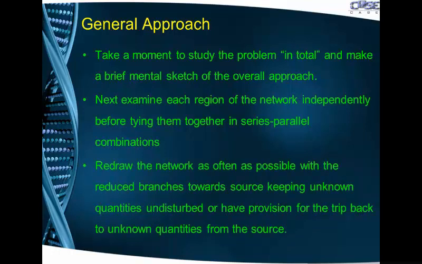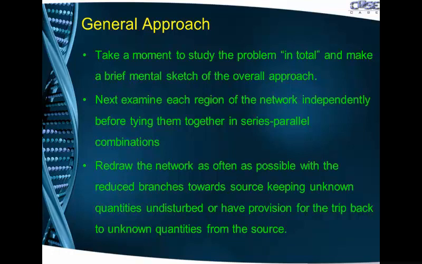Then redraw the network as often as possible with the reduced branches towards the source, keeping unknown quantities undisturbed, or have a provision for the trip back to the unknown quantities from the source. So for a complex network you are asked for certain unknown quantities. These unknown quantities would be indicated in the circuit, whether they are voltages or currents in a particular branch or a component.